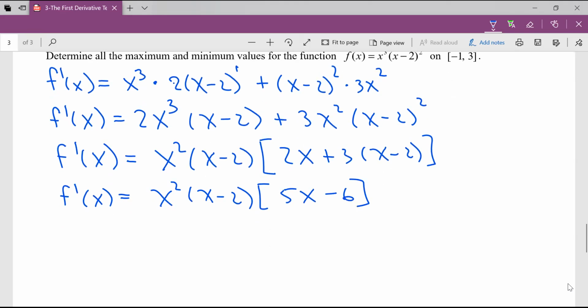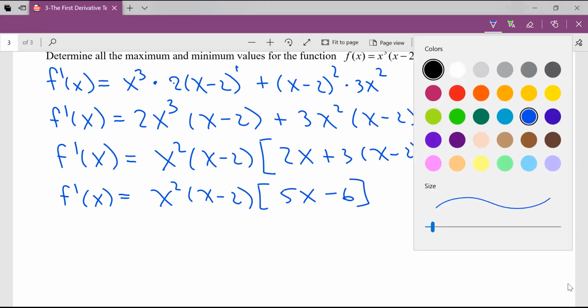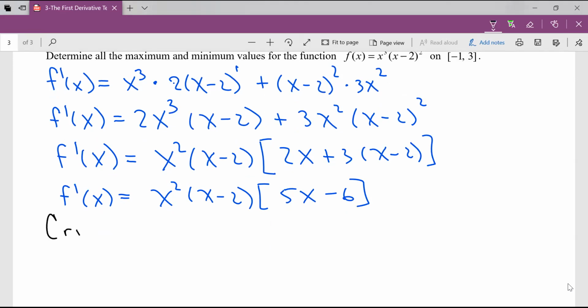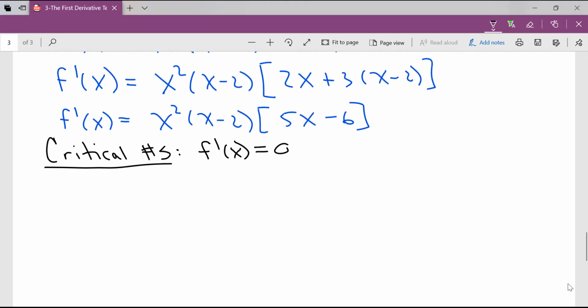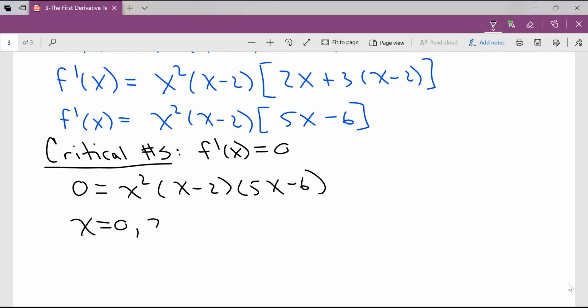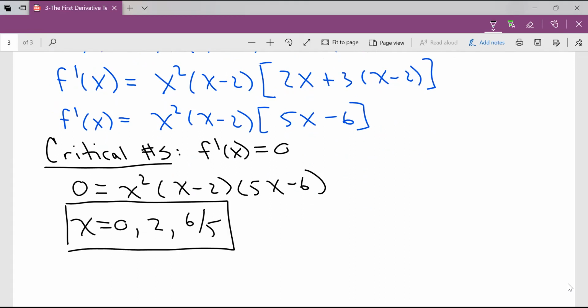We take the derivative. Now we're going to find our critical numbers. Remember, our critical numbers are where the derivative is equal to 0 or does not exist. Again, this is a polynomial, so it exists everywhere. So I'm only going to check where the derivative is equal to 0. I set my derivative equal to 0, and this is why I factored it, friends, because now watch how easy this is to solve. x is equal to 0, x is equal to 2, x is equal to 6 over 5. There are my critical numbers.